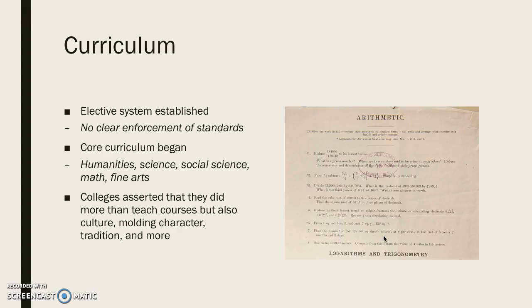The elective system was established, but there was no clear enforcement of standards. Students who went to the same college, entered the same year, and pursued the same degree could have gone the whole time without being in the same class as each other. Colleges began a core curriculum where students needed to take courses so they could have a breadth of knowledge, such as humanities, science, social science, mathematics, and fine arts.